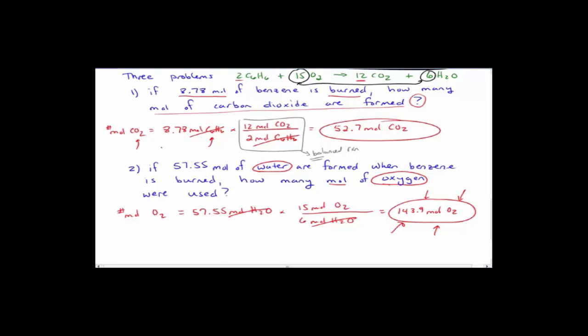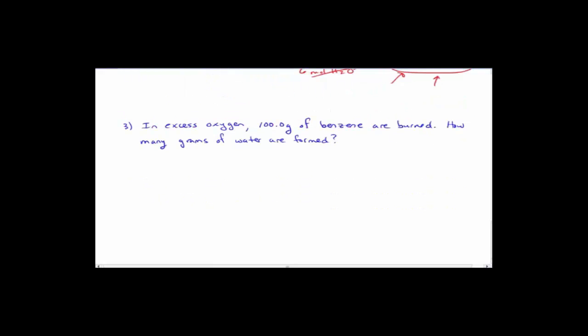All right, one more example problem, and it's more complex, where you're going to use the same reaction, but in this case, we're going to introduce a new term, and we're going to start with mass instead. So let's read this. In excess oxygen, excess just means we've got so much oxygen around, so much O2 that it will never run out. That's what excess means. We're going to burn 100 grams of benzene. The question is how many grams of water are formed? So we're looking for the number of grams of water.